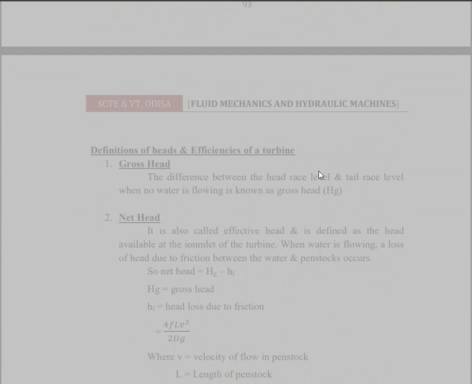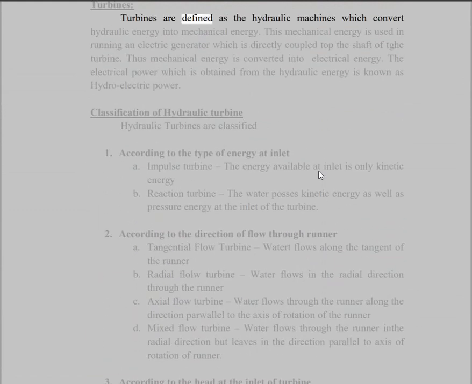Turbines. Turbines are defined as the hydraulic machines which convert hydraulic energy into mechanical energy. This mechanical energy is used in running an electric generator, which is directly coupled to the shaft of the turbine. Thus mechanical energy is converted into electrical energy. The electrical power, which is obtained from the hydraulic energy, is known as hydroelectric power.